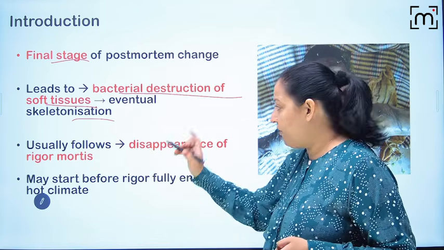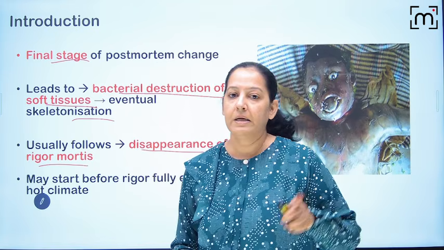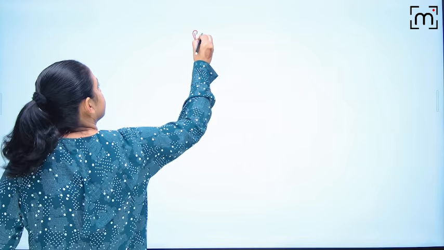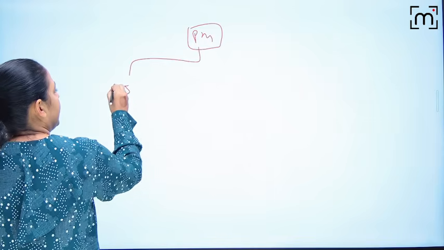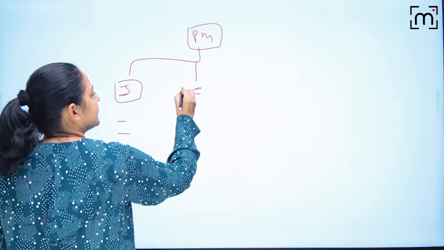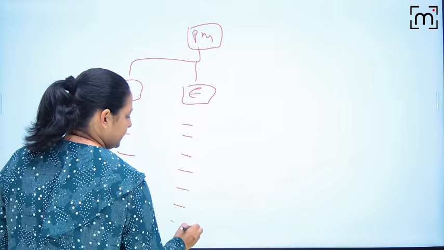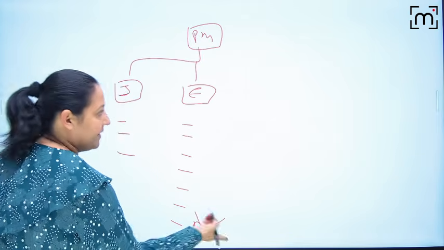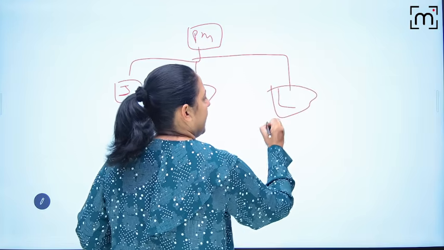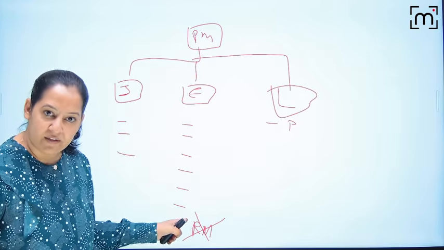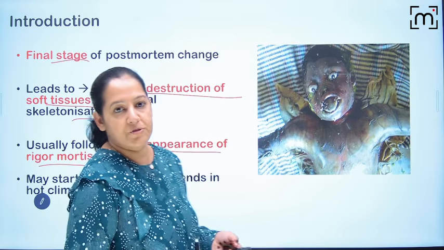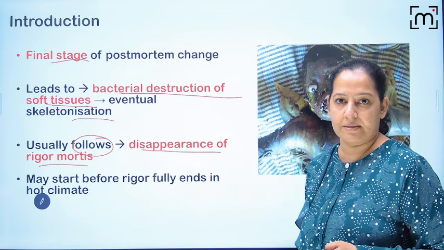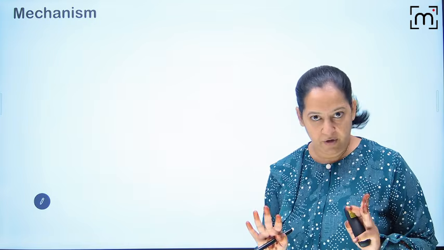It follows after disappearance of the rigor mortis. You remember I told you three types of postmortem changes. Immediate changes were three. You know the three immediate changes. Early changes are six. What was the sixth early change? The sixth early change is rigor mortis. So once the rigor mortis disappears, then putrefaction appears. So putrefaction occurs after the disappearance of rigor mortis. I think you can correlate. Okay, so this line is written here. That is the definition. I hope everyone got the introduction and definition.